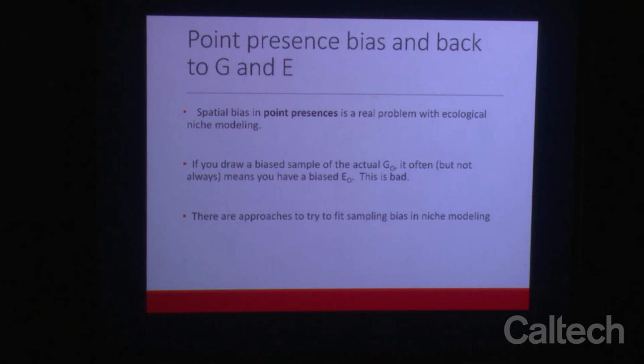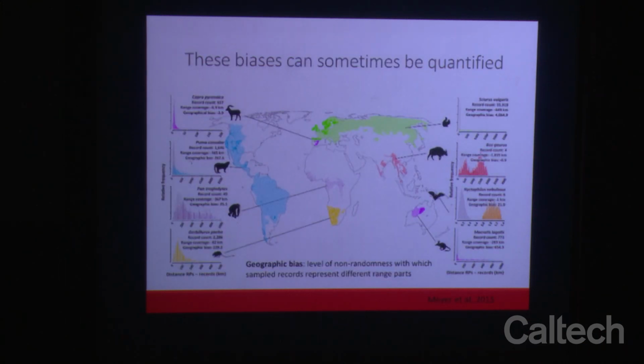There are approaches out there that help with trying to fit these sample biases when you're modeling. One thing you can do is quantify these sampling biases. This is a paper from Carsten Meyer in 2015 that I was involved in. The idea was to plot point presences, shown in these darker colors, against the known range maps of the species, and then use random sample points across these ranges to calculate range coverage and geographical bias through a null modeling approach.